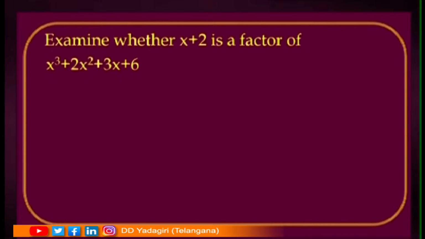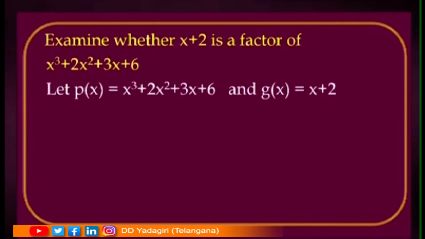Examine whether x plus 2 is a factor of x cube plus 2x square plus 3x plus 6. So you have P of x equal to x cube plus 2x square plus 3x plus 6. You take x plus 2 as g of x, so g of x is equal to x plus 2. So the 0 of g of x is minus 2. Because you want to get 0 here, you replace x with minus 2, so the 0 of g of x is minus 2.